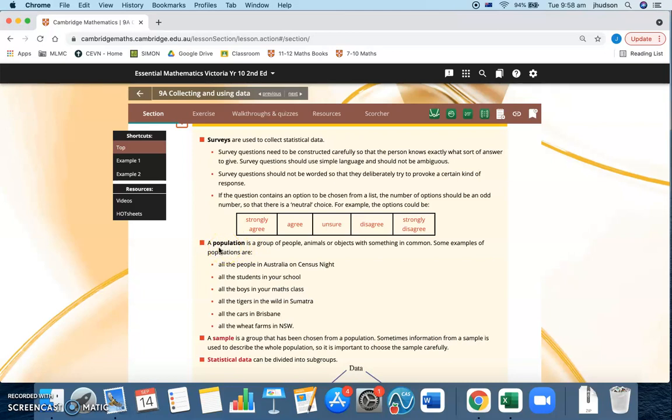Now here it says a population is a group of people, animals or objects with something in common, and there are some examples down here. Some other examples could be the entire population of Australia, the whole 26 or so million people. Another population could be the students at Mount Lilydale. Another population could be students in Year 10, and even smaller could be students in our Year 10 methods class. So there's a whole heap of different populations that we could be looking at and trying to get information about.